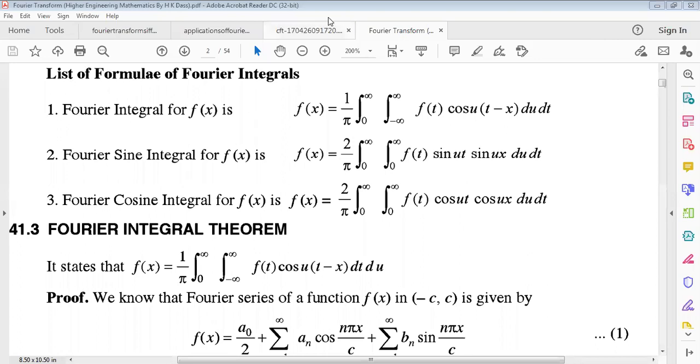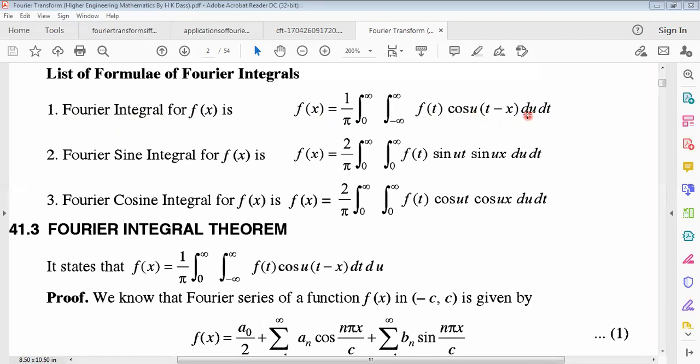These three formulas are the key formulas for this lecture for finding Fourier integrals of a function, and this is the list of formulas of Fourier integrals. First formula, the Fourier integral for f of x is this: f of x equals 1 by pi, integral from 0 to infinity, integral from minus infinity to plus infinity, f of t cos u(t minus x) du dt.